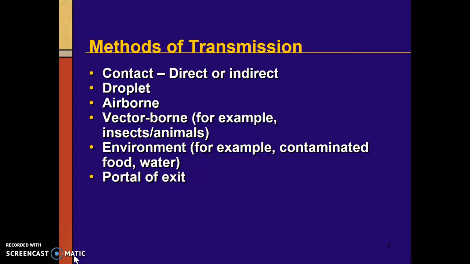Vector-borne refers to folks getting infections that come from insect bites or animal bites, or some type of contamination from an animal carrying it onto you. And then environmental may be when there are contaminated food or water supplies, and then usually there is a portal of exit.